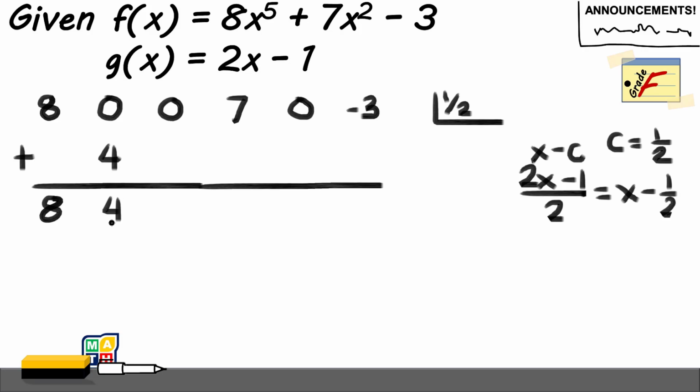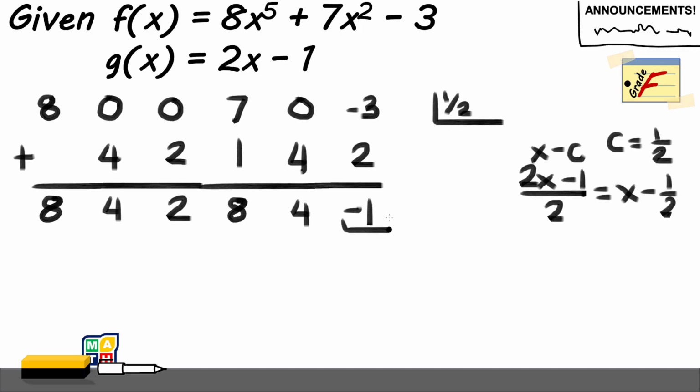Next step is to continue the previous process. 4 times 1 half is 2. So 0 plus 2 is just 2. Next, 2 times 1 half is 1. 7 plus 1 is 8. Next, 8 times 1 half is 4. 0 plus 4 is 4. And finally, 4 times 1 half is 2. Negative 3 plus 2, we have negative 1.